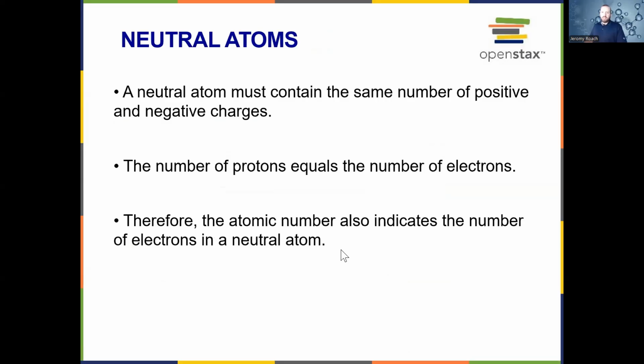A neutral atom has to have the same number of positive and negative charges. Not all atoms are neutral, but we do tend to work with neutral atoms more frequently than not, where the number of protons is equal to the number of electrons.